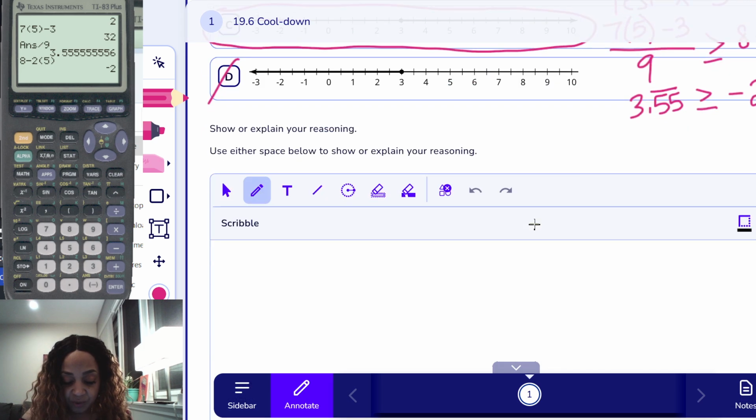Okay, lastly for the cool down, it says show or explain your reasoning. Use either space below to show or explain your reasoning. So let's type in what we did.